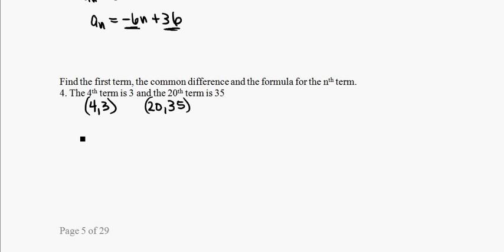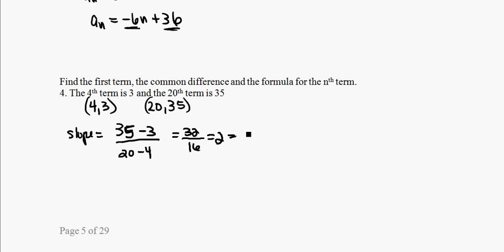That'll give me the nth term, and then I can figure out the first term and the common difference from there. So our slope, which is going to be our common difference, is 35 minus 3, over 20 minus 4. So that's 32 over 16, which is 2.